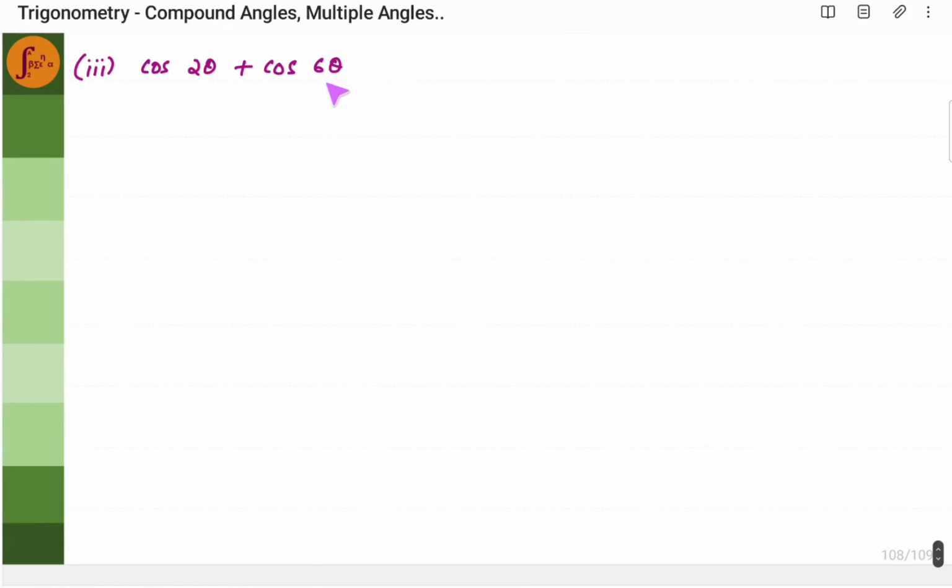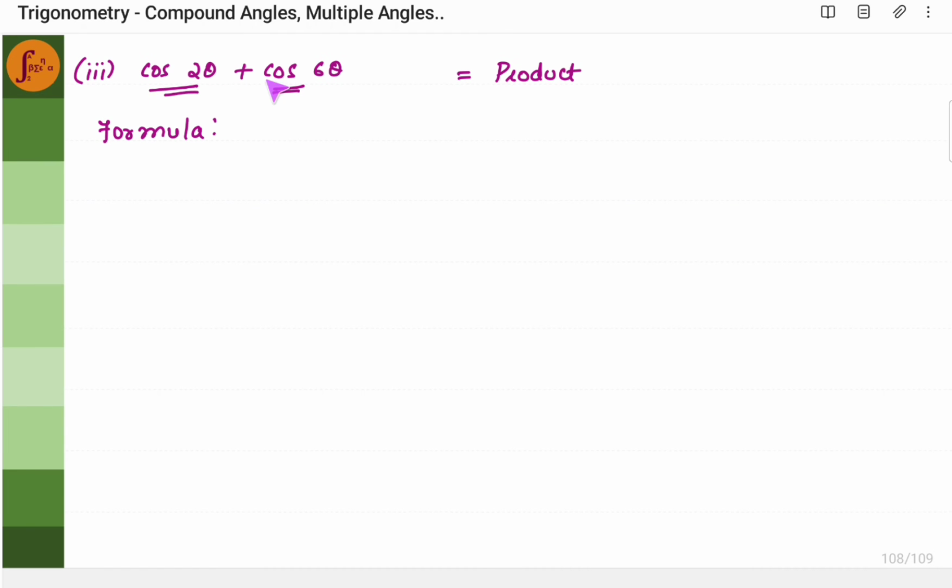Now let's take another problem. We have to express this as a product. We have cos 2 theta plus cos 6 theta. Now what is the formula? First let's identify the formula. There is cos on both sides. When there is cos on both sides, we'll use a cos based formula.